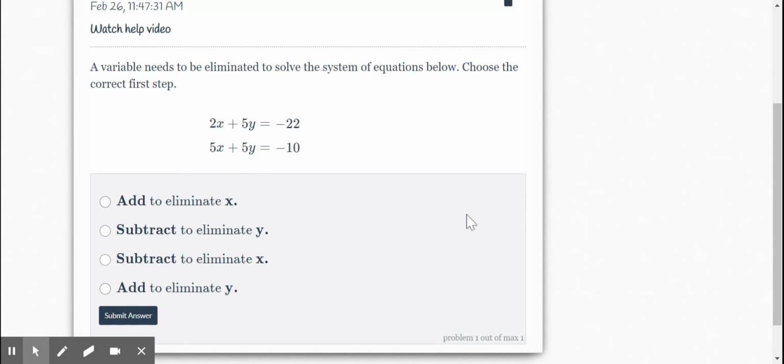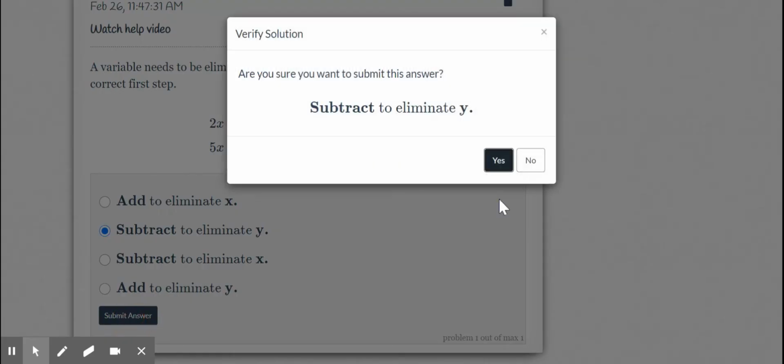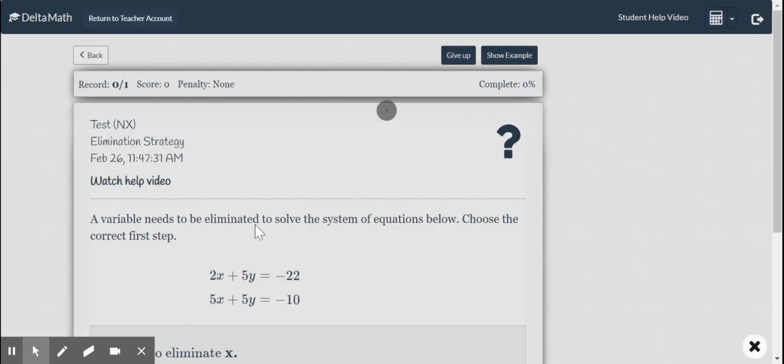Now, when we subtract, which variable is going to get eliminated? 2x minus 5x gives us negative 3x. That's not going to cancel out. 5y minus 5y gives us 0. That's the variable that's going to cancel out. So in this case, we're subtracting to eliminate y. Okay, so I'm going to choose that answer, submit, yes.